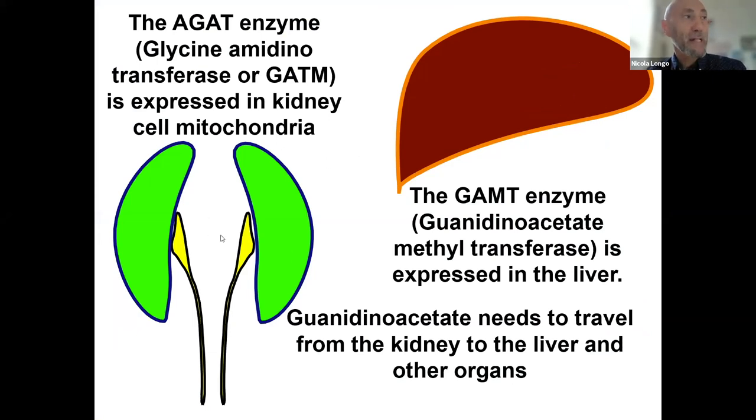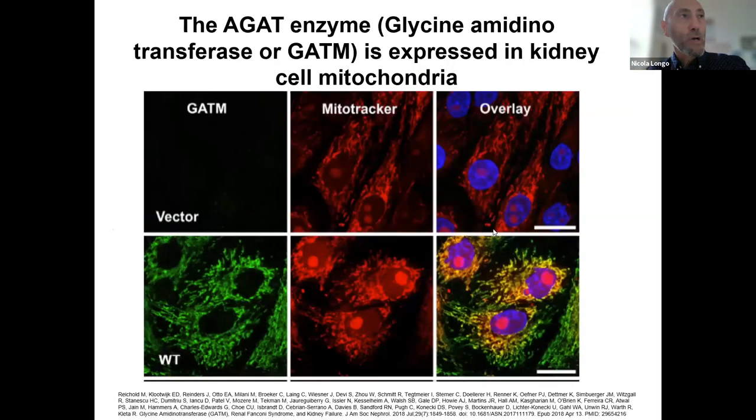Now, AGAT is expressed in many cell types, but the one that from a quantitative standpoint is the most important for the production of guanidinoacetate is the kidney. And it is located inside mitochondria in the kidney. At this point, guanidinoacetate produced by the kidneys is transported to the liver, where the GAMT enzyme converts guanidinoacetate into creatine.